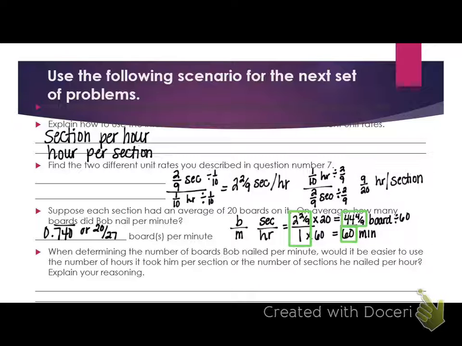The next question says, when determining the number of boards Bob nailed per minute, would it be easier to use the number of hours it took him per section or the number of sections he nailed per hour, and explain your reasoning? This really is a preference question, but there is math reasoning behind why you should choose one answer over the other. And if we're looking for our unit rate to have denominator of time, then we should use our sections per hour because that already has denominator as time.